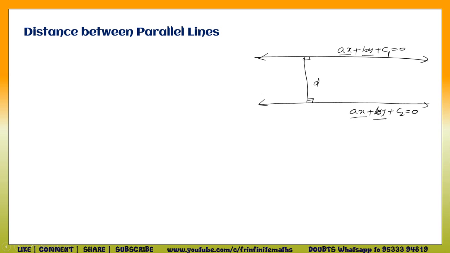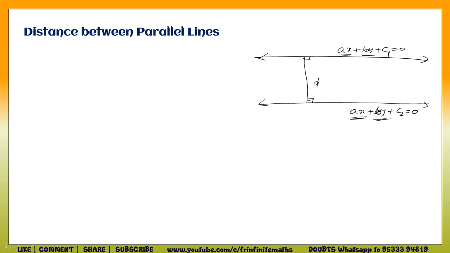In such cases, what we need to do is either multiply with a constant to make the other equation also have the same a and b, same x and y coefficients, or divide with some constant. You'll clearly understand this when we do the problems. Whenever you are going to find the distance between parallel lines, their x and y coefficients should always be correspondingly equal. After doing that only, you need to proceed with the problem. Always do remember this.